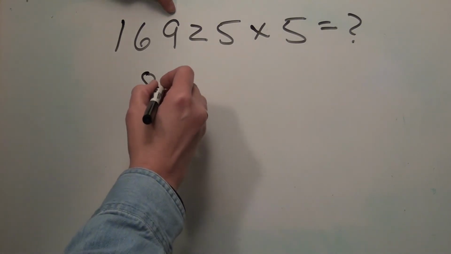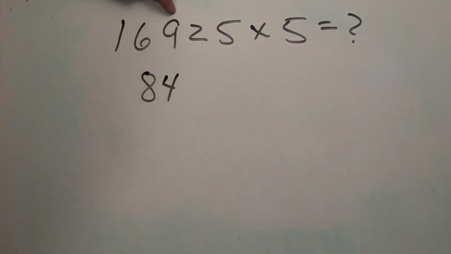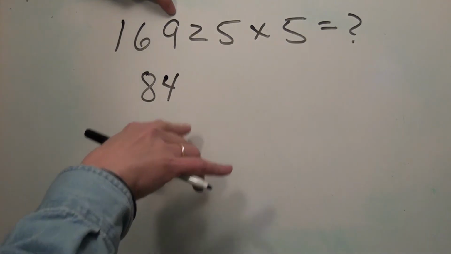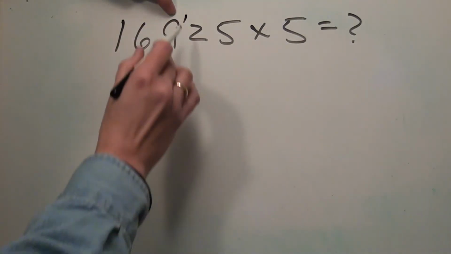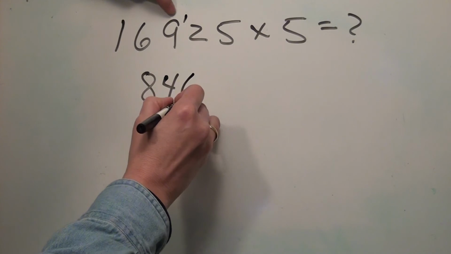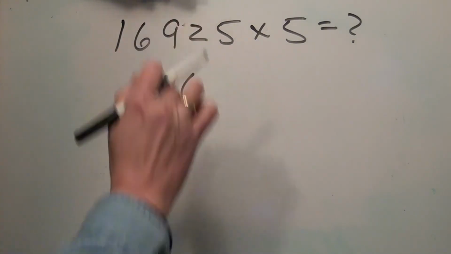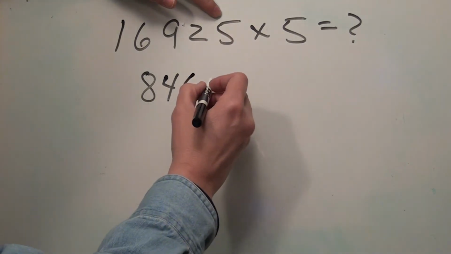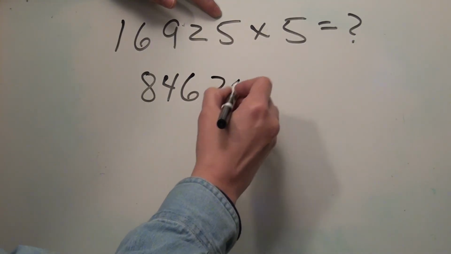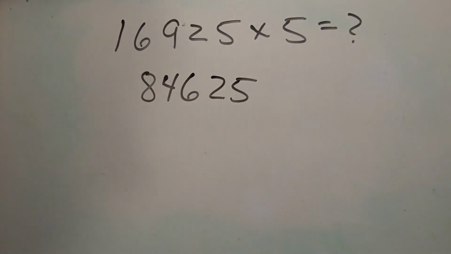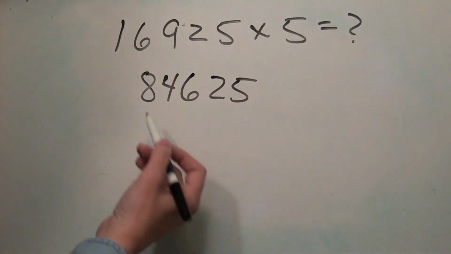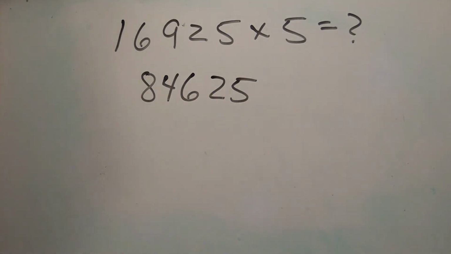So what I want to do is put down the 4 here, and carry the 1, because 4 times 2 is 8, and then I have 1 left over. So I'm going to use that 1 here for 12. Half of 12 is 6, and then half of 5 is 2.5, and so multiplying by 10, I don't have to worry about the point, so I get the answer of 84,625. 16,925 times 5 is 84,625.